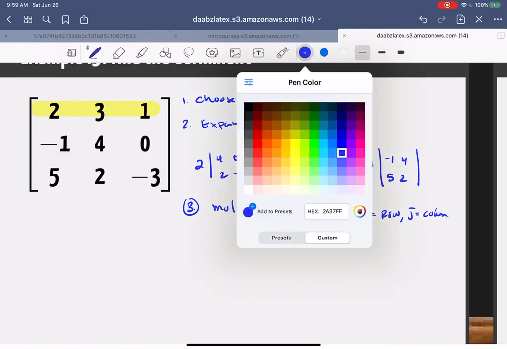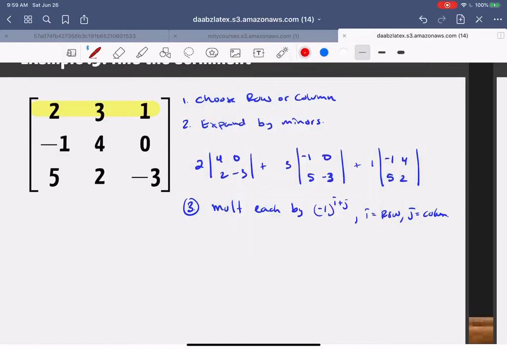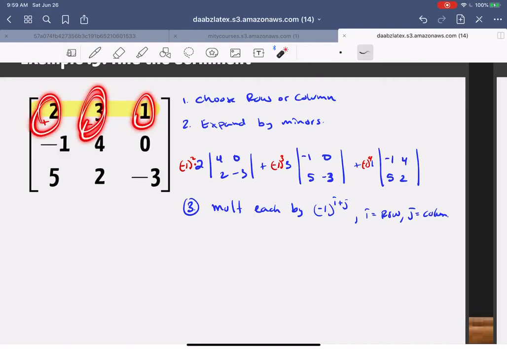Or if you want to be pedantic about it, this one gets multiplied by -1 to the 2, this one gets multiplied by -1 to the 3, and this one gets multiplied by -1 to the 4th. So really, these guys don't matter. The only one that gets a sign change is this one. Or you could see it differently: you have a plus here, a minus here, a plus here. So the only one that gets a sign change would be this one. These do not get a change of sign. Only this one does.